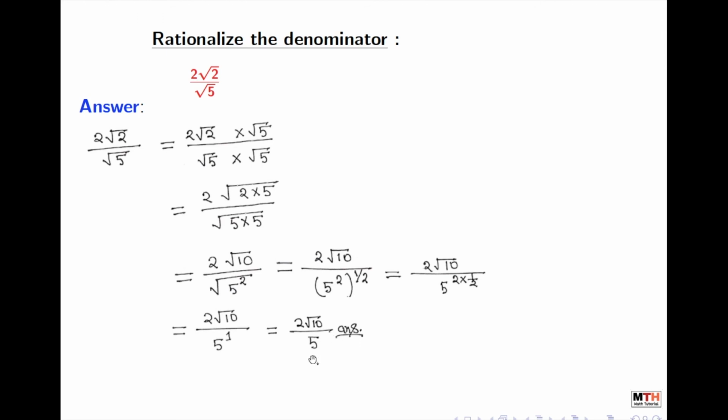So look that we have a rational number in the denominator. So we have achieved our goal, that is 2 root 10 by 5 is the answer.